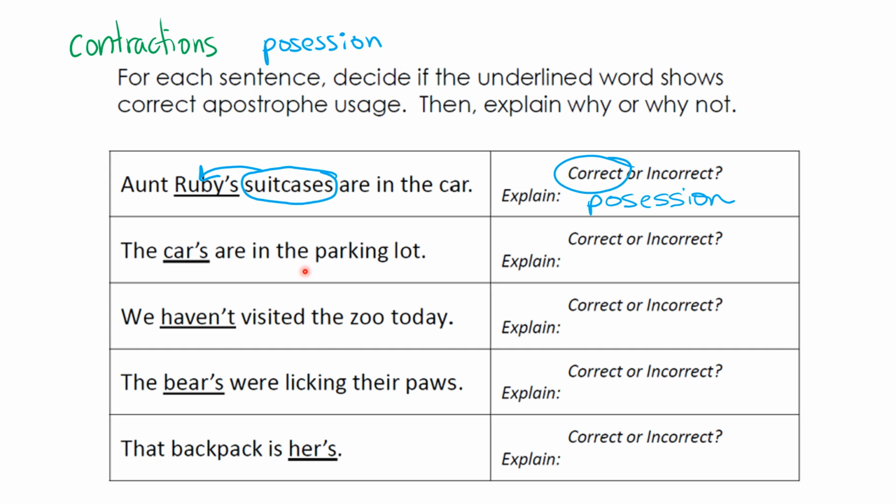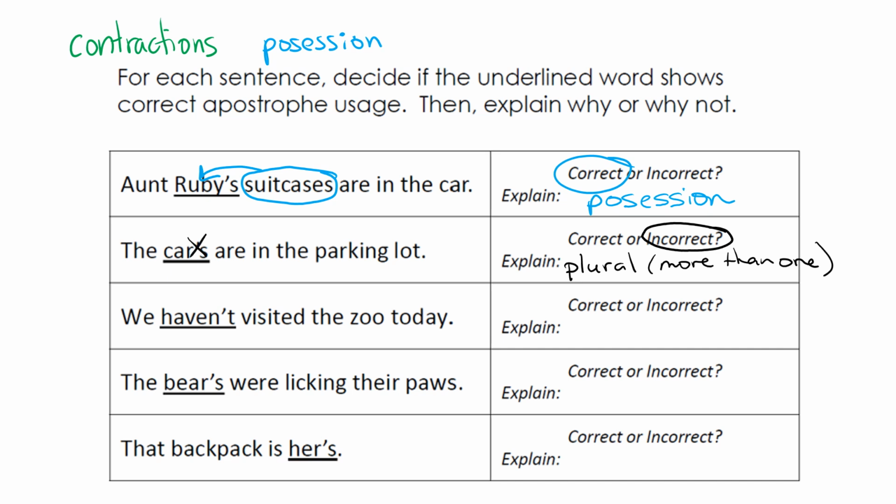So then I have to think, what am I trying to show? Why would I have an S at the end? Am I trying to show more than one car? The cars are in the parking lot. Yeah, I'm trying to show more than one car. So I don't use an apostrophe for that. That's wrong. So I'm going to come over here and say incorrect. It's incorrect because it's trying to show, they called it plural. Plural, more than one. I don't need an apostrophe for that. That would be wrong.